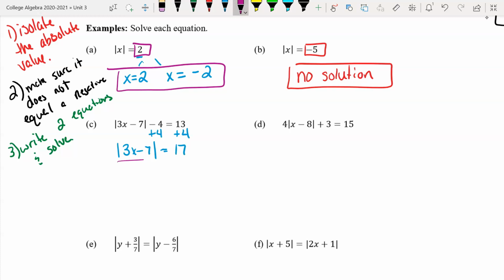Now once I've isolated the absolute value, I write my 2 equations after I know it doesn't equal negative, it equals a positive 17, so we're good there. I would say 3x minus 7 equals 17, so I just write down what I have. And then 3x minus 7 equals a negative 17. Notice the stuff inside the absolute value did not change. All right, so now I'm going to solve these equations.